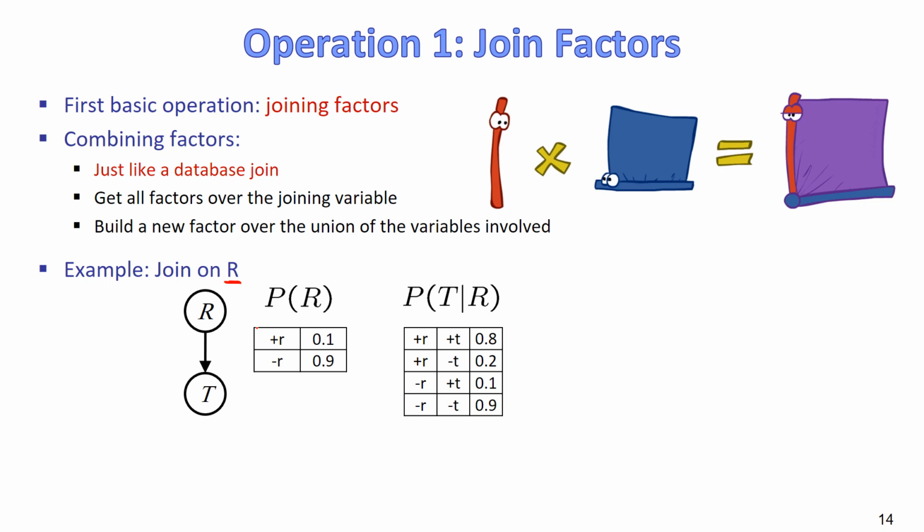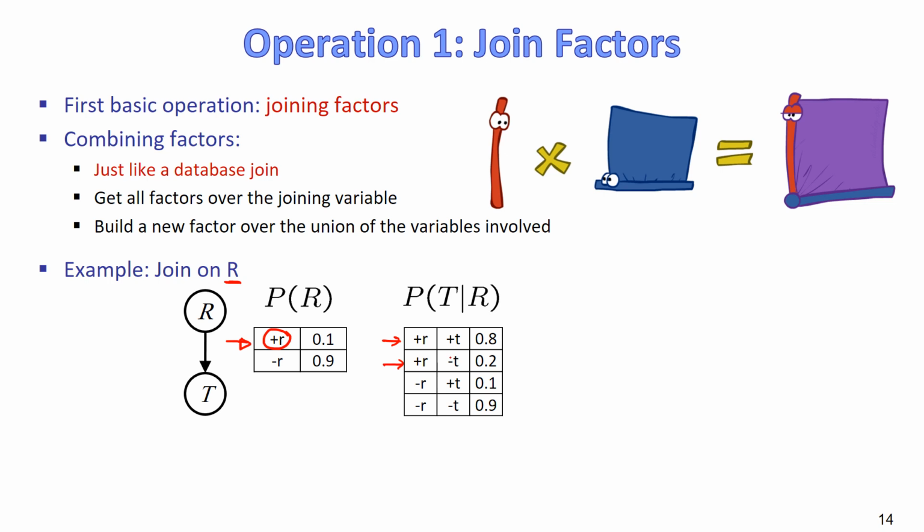In database, how do we do the join? We take every row here and match it with the rows in the other table that have the same value of the joining variable. So the joining variable here is R. We'll take this row and find out in the other table the rows that have the same value. So we'll do it with that row and that row.